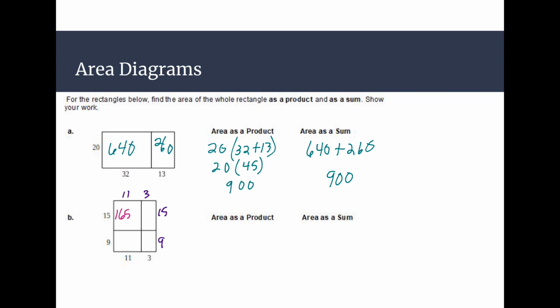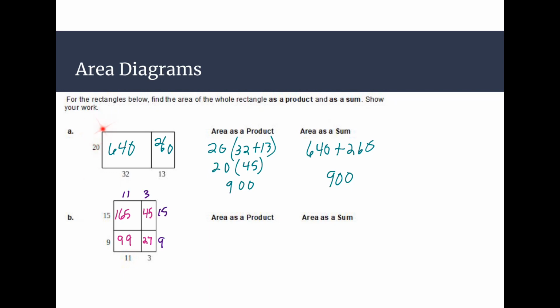So for this, if I'm trying to find this box right here, I do know that this is going to be 15 right from here, and I do know this is going to be 3 from right there. So 15 times 3 is going to give me an answer of 45. Bottom left, 9 times 11, 99. And bottom right, 9 times 3, 27.